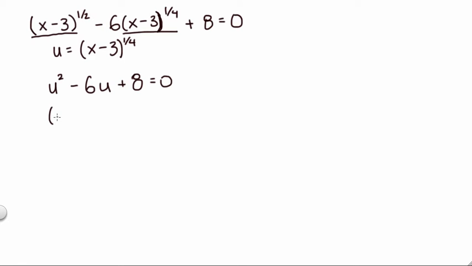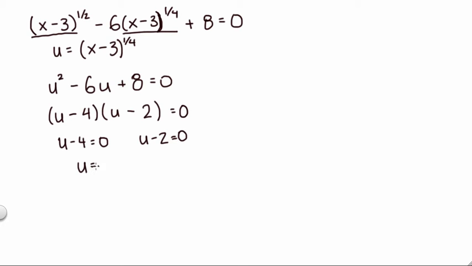So we're going to factor it. We need factors of 8 that add up to -6, right? So we're going to do (u - 4)(u - 2) equal to 0. So now we have u - 4 equals 0, and u - 2 equals 0. So u is equal to 4, and we have 2.